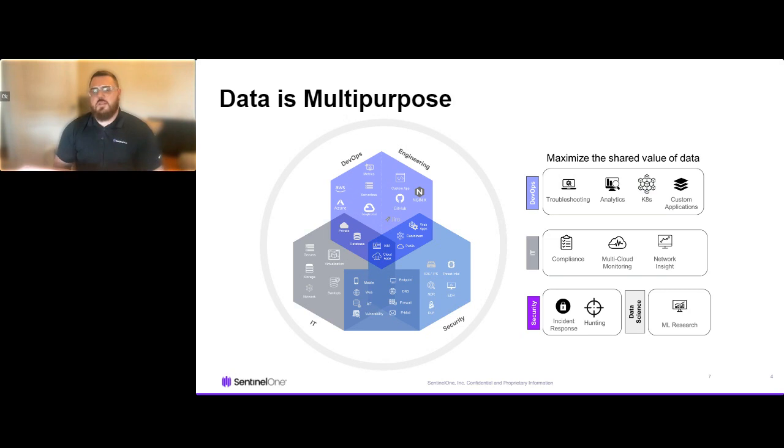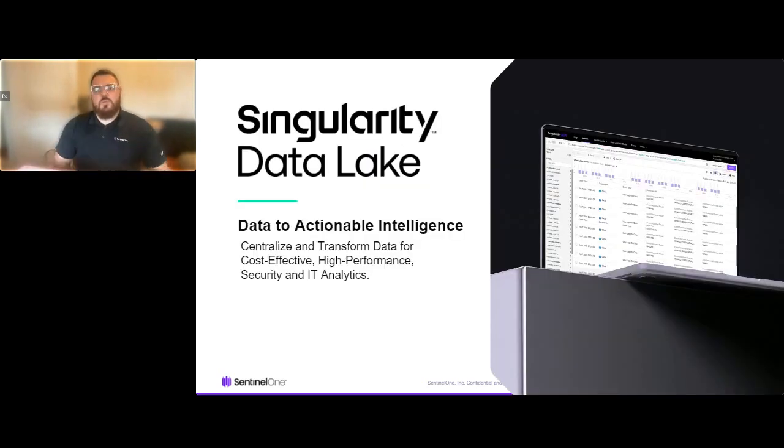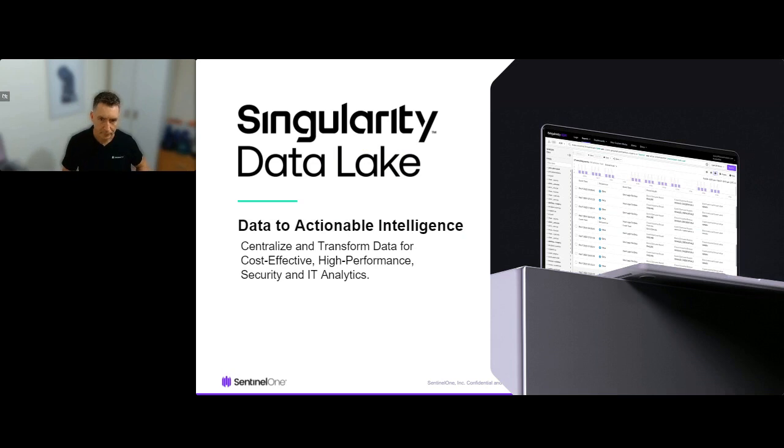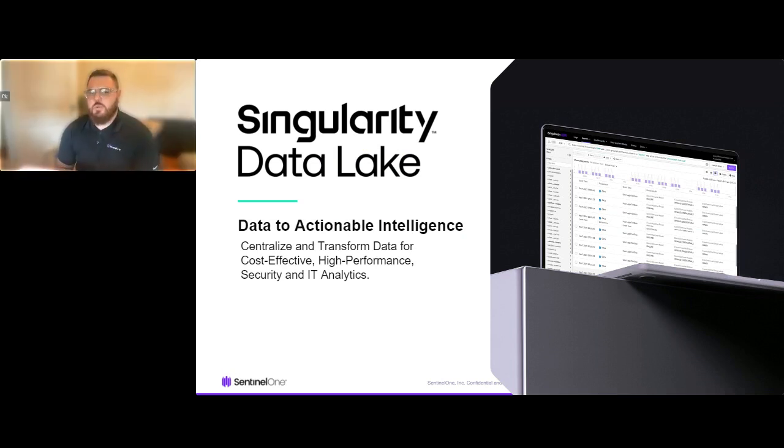So the value of bringing that all together means that you can have a consistent platform and skills transfer across all of those different departments. And so we wrap that with what we call Singularity Data Lake. Essentially what we're trying to do here is transform both security operations and IT operations into being cost-effective, highly performant, while still providing the visibility and security that you need to run your programs.